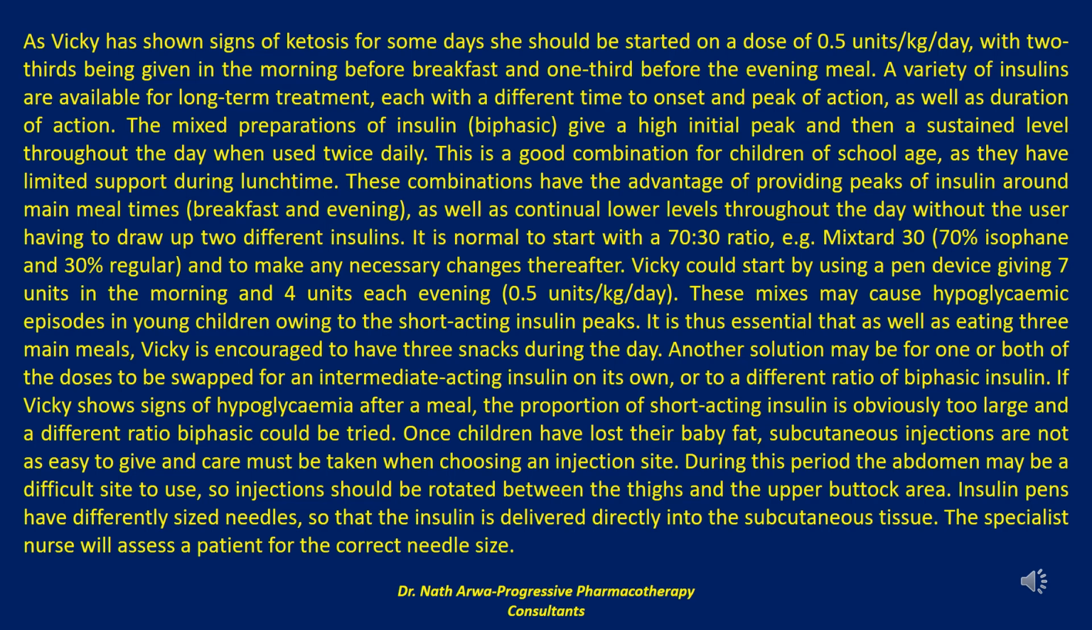Once children have lost their baby fat, subcutaneous injections are not as easy to give and care must be taken when choosing an injection site. During this period, the abdomen may be a difficult site to use, so injection should be rotated between the thighs and the upper buttock area. Insulin pens have differently sized needles, so that the insulin is delivered directly into the subcutaneous tissue. The specialist nurse will assess a patient for the correct needle size.